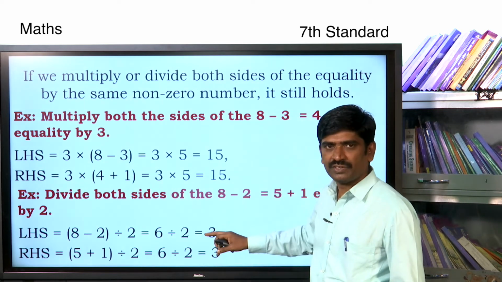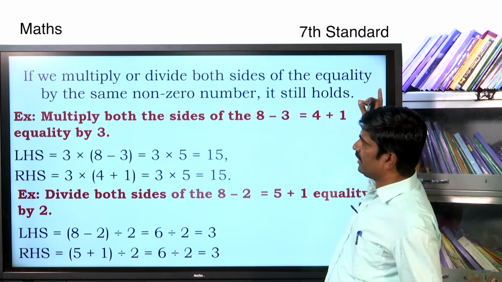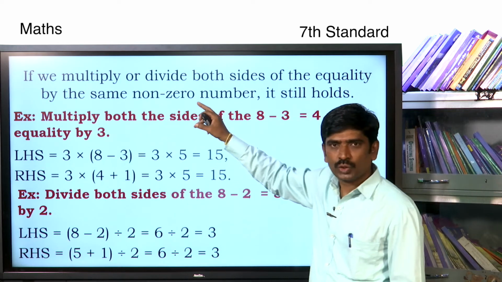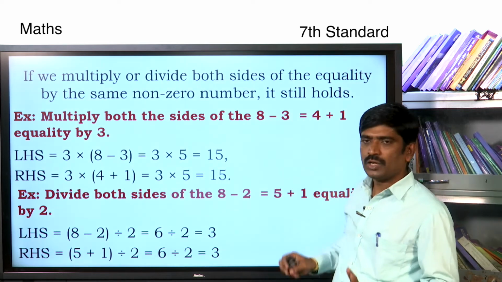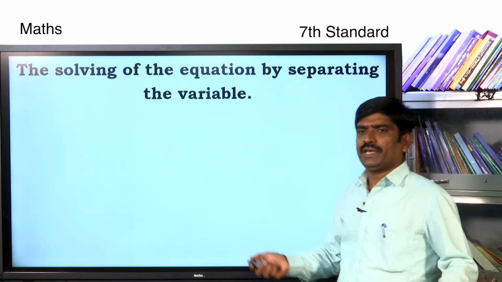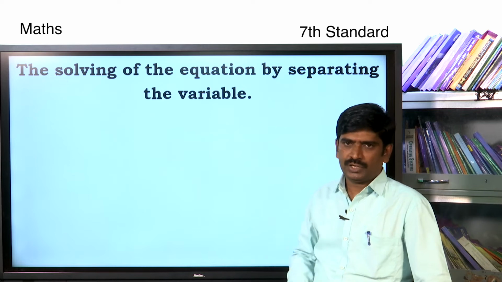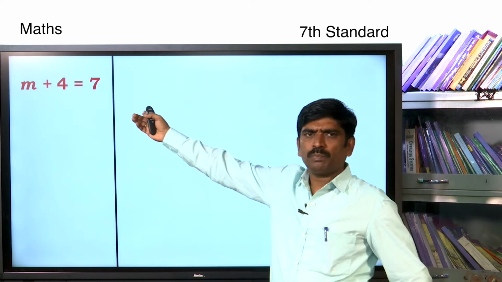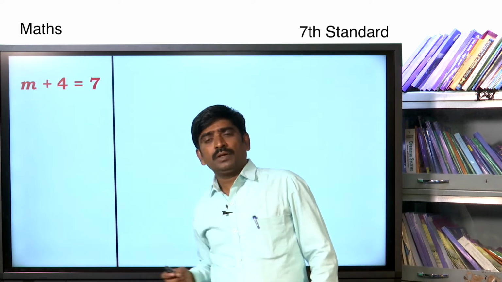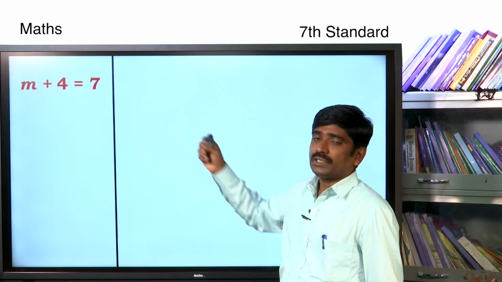Multiplication and division. If we multiply or divide both sides of the equality by the same non-zero number, it still holds. Solving of the equation by separating the variable. We separate the variable, then solve the equation. This equation: m plus 4 is equal to 7. Solving by one activity, then after we check it.